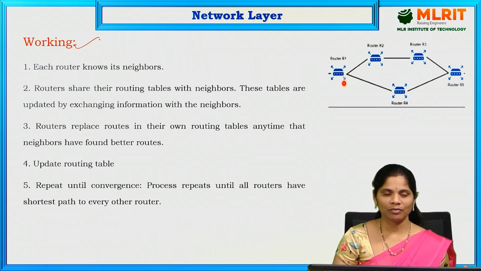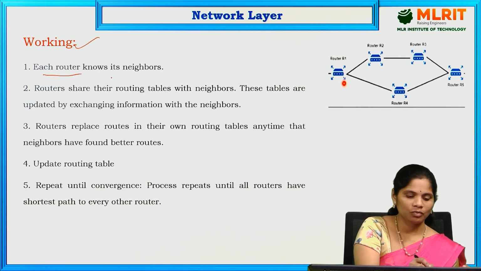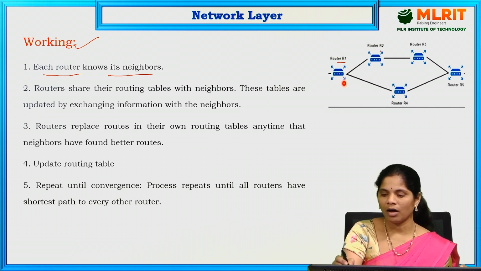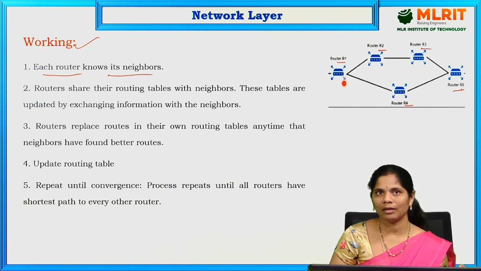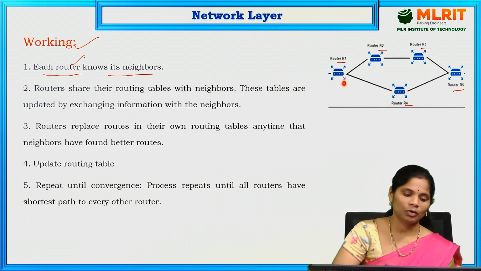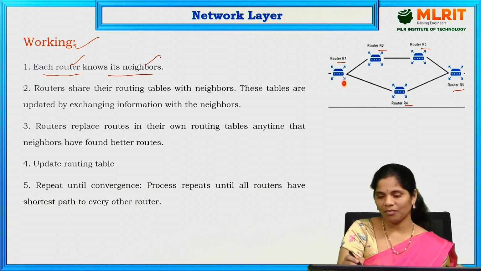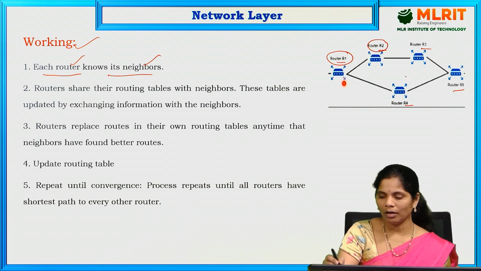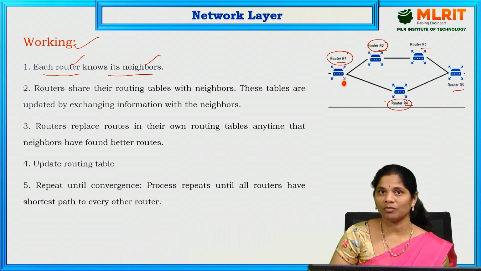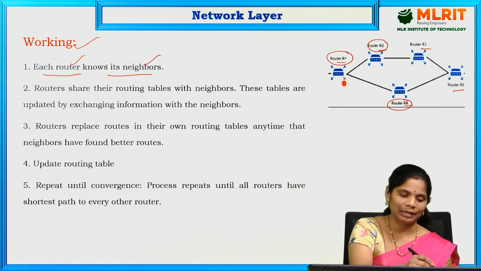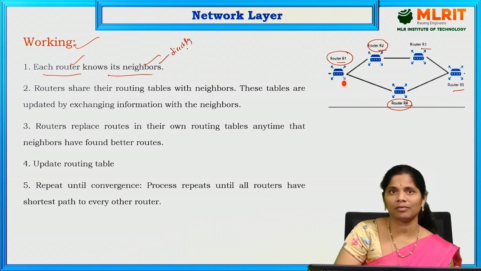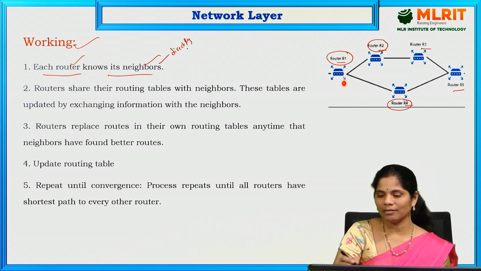First, what does it have to know? First, each router knows its neighbors. Suppose the routers here are R1, R2, R3, R4 and R5. 5 routers are there. First, each and every router knows its neighbors. If R1 is there, what are the neighbors of R1? That is R2 and R4. These are the two neighbors. Neighbors are the routers directly linked with that particular router. So the neighbors of R1 are R2 and R4.